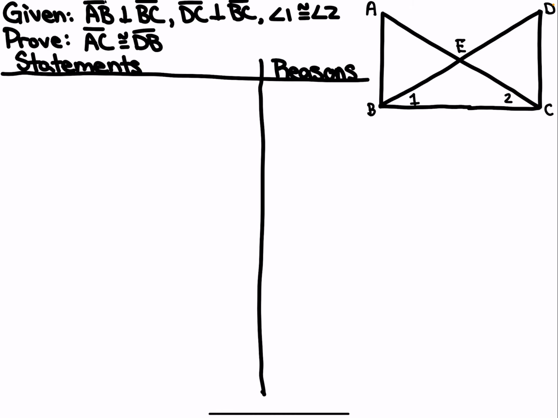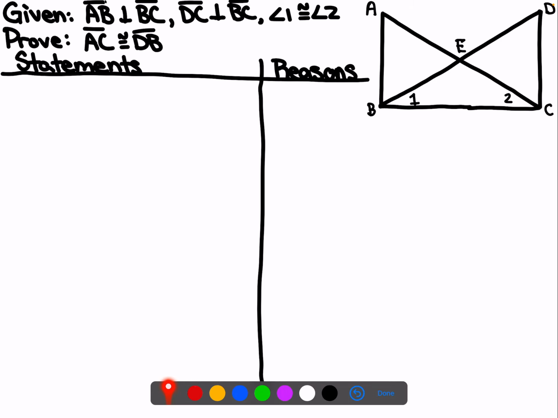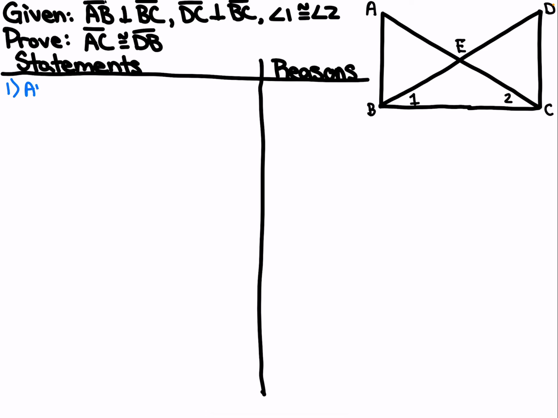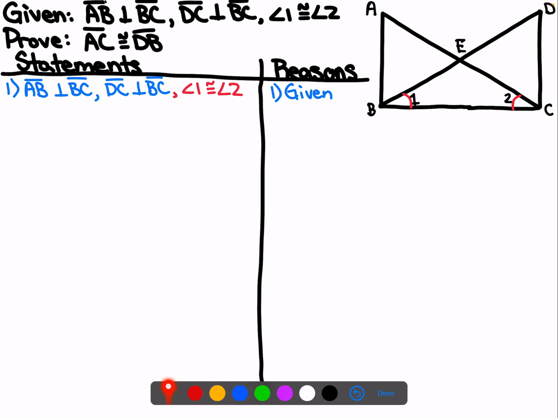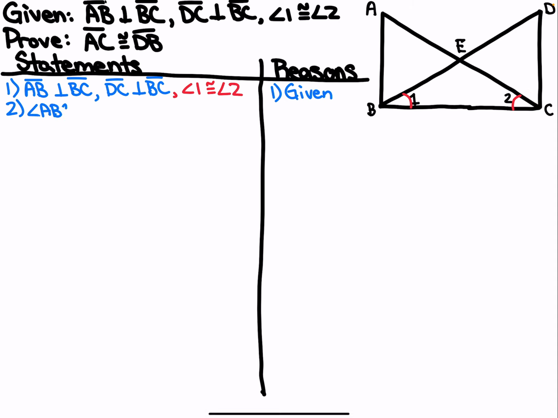So for this first one, we're given that AB is perpendicular to BC, that DC is perpendicular to BC, and that angle 1 and angle 2 are congruent. So we're going to just go ahead and start by writing out our given information. Now, from here we're going to go ahead and focus on perpendicular. So I know if two segments are perpendicular to each other, that they will intersect at 90 degrees. So therefore angle ABC is 90 degrees and angle DCB is 90 degrees, or they're right angles.